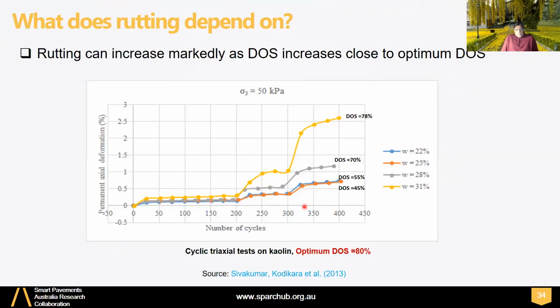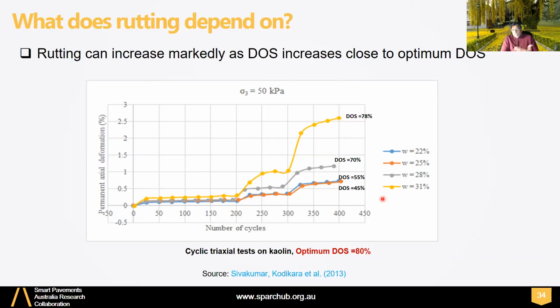So here, some example, permanent deformation, again, number of cycles using repeated load triaxial testing. So different load levels have been used, lower load level here, higher load level here, even higher here. So you can see degree of saturation 45 and 55, they haven't rutted much at all, right? But when you go to 70%, and normally optimum is about 80% or higher, so they have rutted, right? Quite a bit, 78 has rutted a lot. So that shows that as you approach this optimum degree of saturation, you can expect rutting.